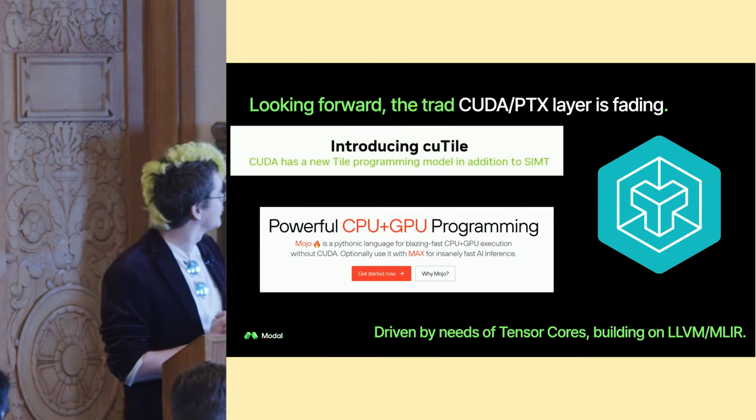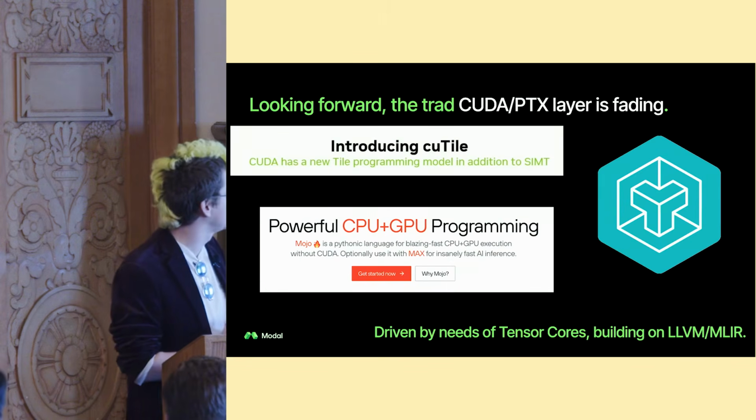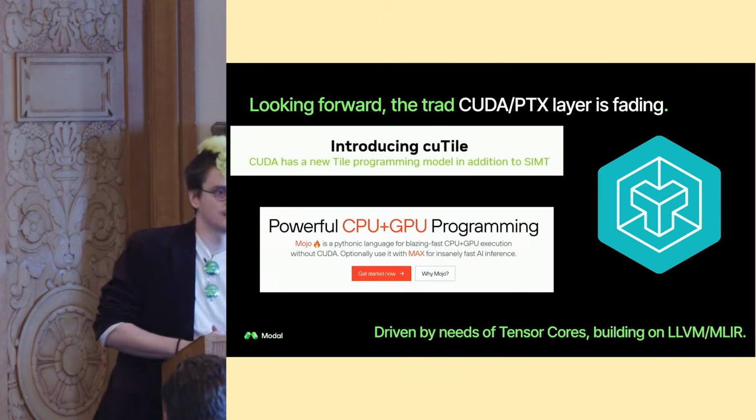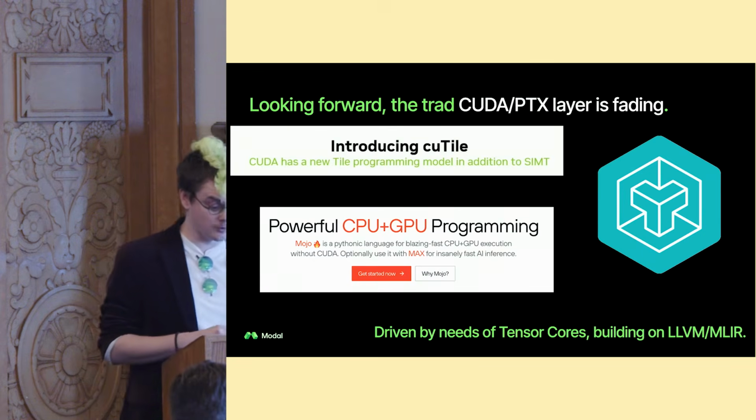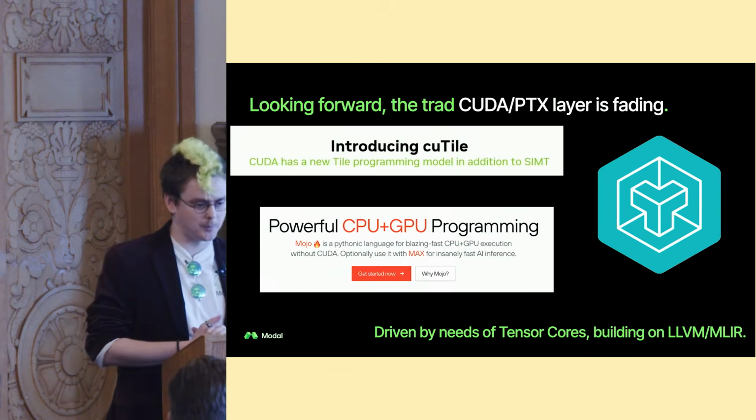So, you know, if I were just starting to learn this stuff, I would maybe jump on one of these trains and start learning there, rather than going too deep on the CUDA C++ PTX.